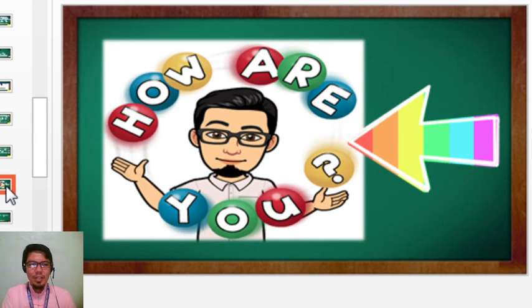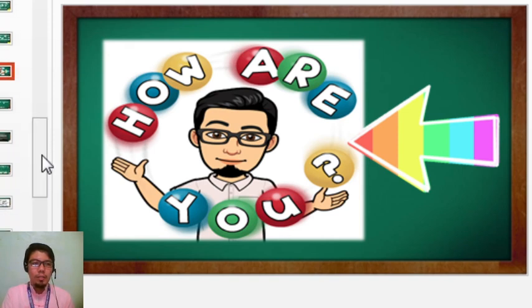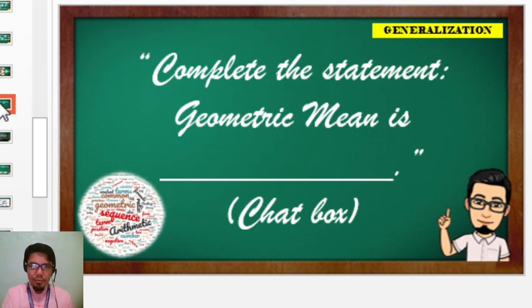So I hope you understand the different formulas, the mean proportionality formula as well as the ratio formula. Again, the mean proportionality formula is used to get one geometric mean, while the ratio formula is the one that we're using if we want to get 2 or more geometric means. Now, will you please complete this statement? Geometric mean is blank. So you can answer on your notebook.